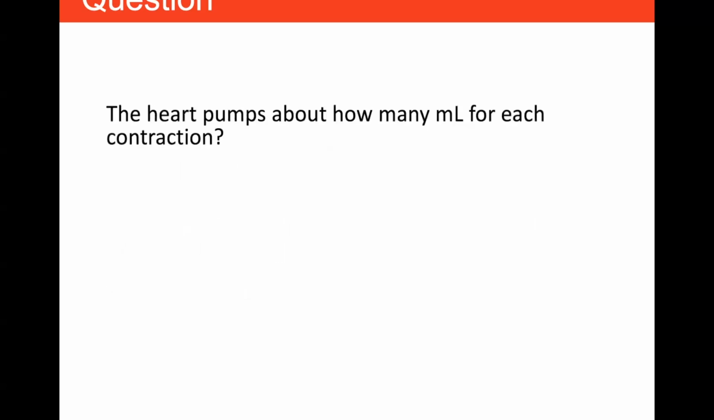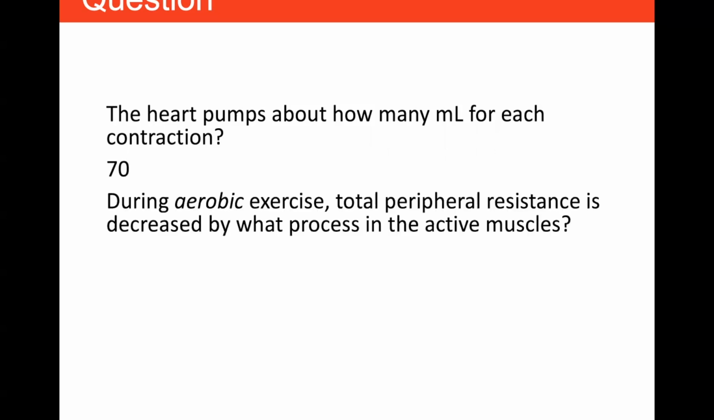All right, heart pumps about how many milliliters for each contraction? Now, this might seem like, what? We don't know that answer, but actually, yeah, you do. What are we talking about in this sentence? Well, this is the stroke volume, so it's about 70, yeah, at rest for an average person there.